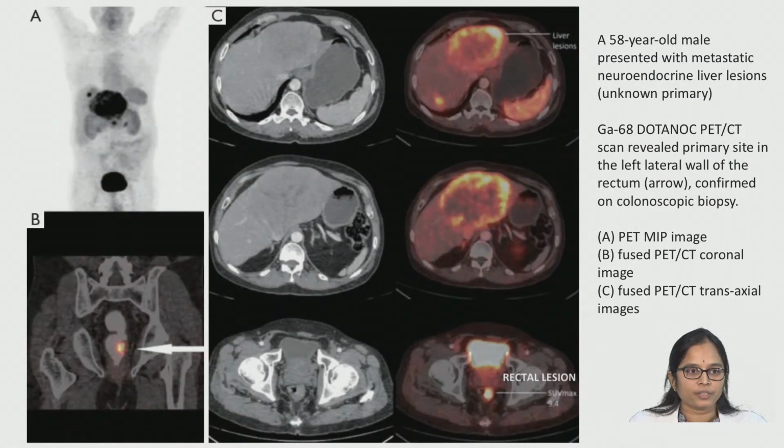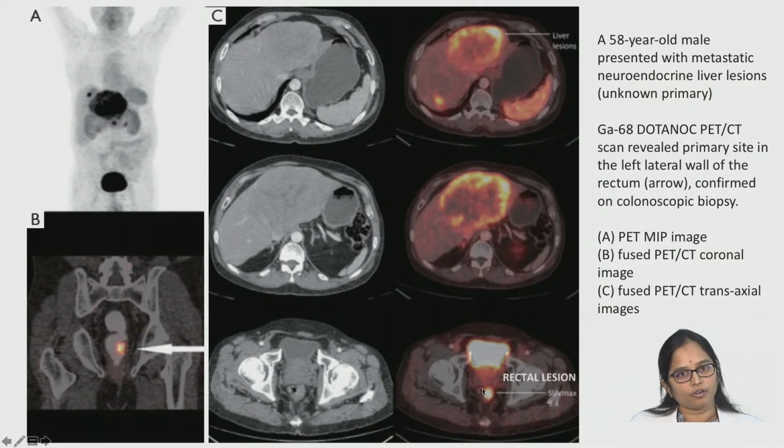A 58-year-old male with a history of multiple liver lesions which are biopsy confirmed metastatic NET. This patient was referred to the nuclear medicine department to know the site of primary. The site of primary is a rectal lesion. It's a polypoidal lesion in the mid rectum along the lateral wall, which was biopsy proven as the primary site of malignancy.